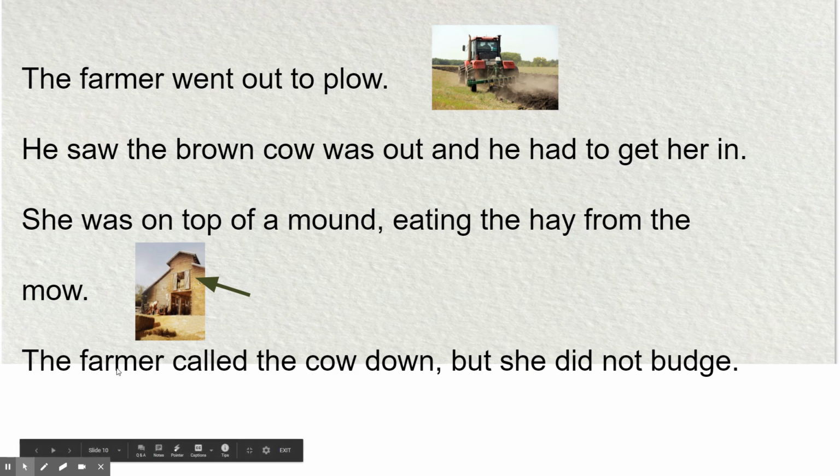The farmer called the cow down, but she did not budge. So budge means move. So the farmer is saying, come on, cow, come on, come down. But she did not budge. Now, as I read this story, I realize that this cow is eating and not listening. So he's trying to call the cow like a little dog, say, come here, come here. And nope, that cow was staying right there, did not budge.